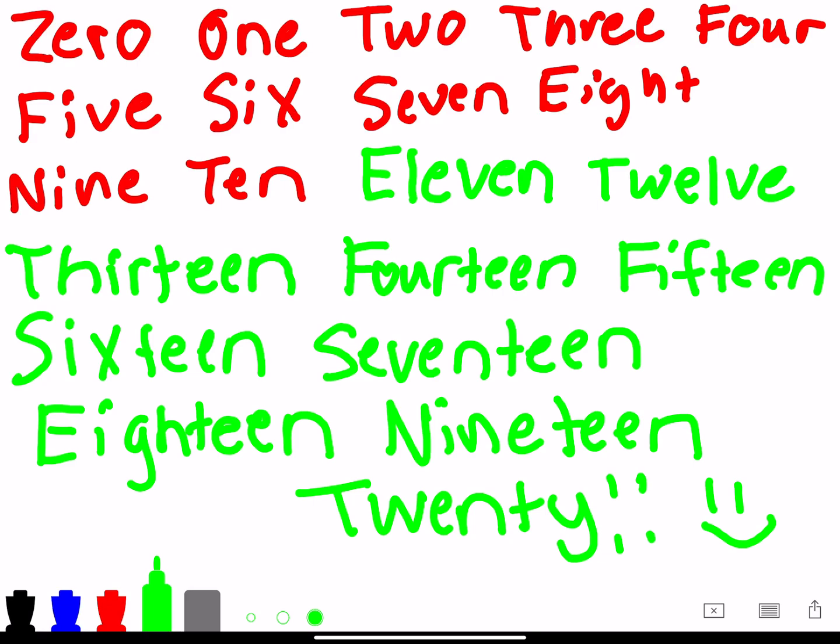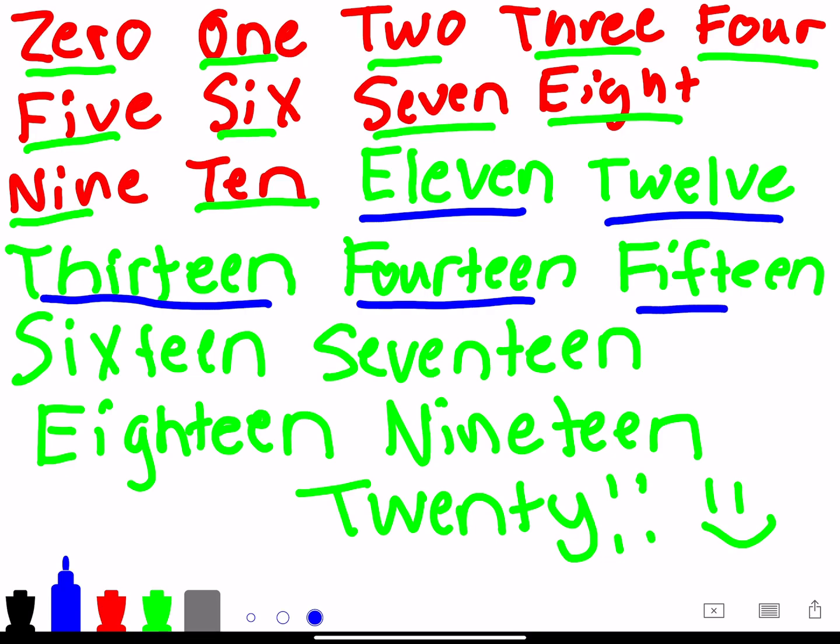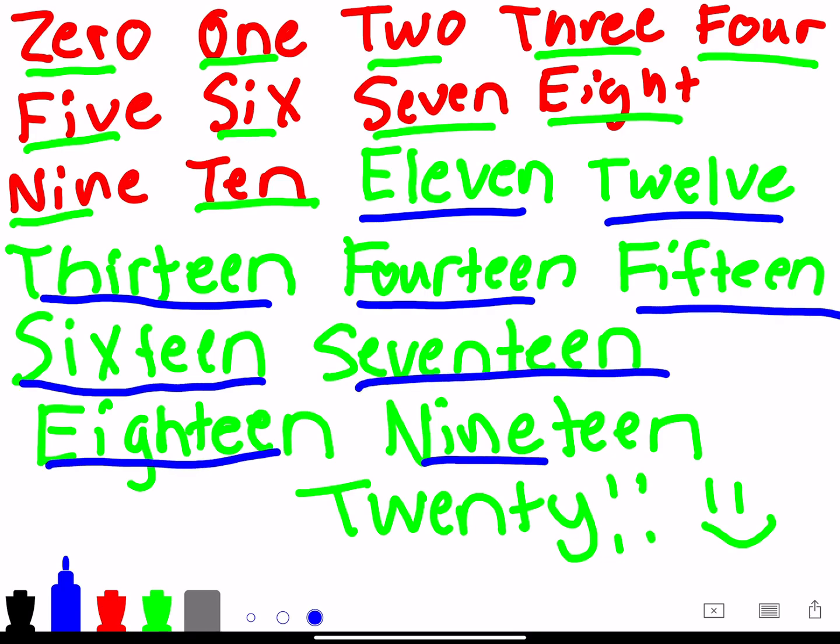So again, we have 0, 1, 2, 3, 4, 5, 6, 7, 8, 9, 10, 11, 12, 13, 14, 15, 16, 17, 18, 19, and 20. We did it. Woo! And we just counted to 20 in word form, which is pretty impressive, guys. Really impressive. So give yourselves a pat on the back.